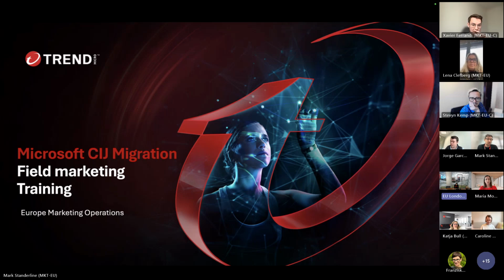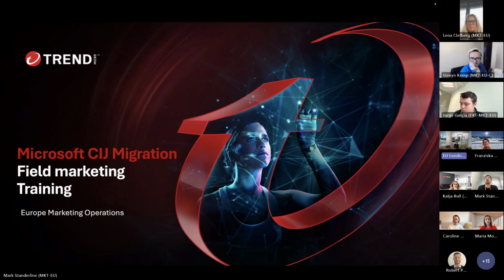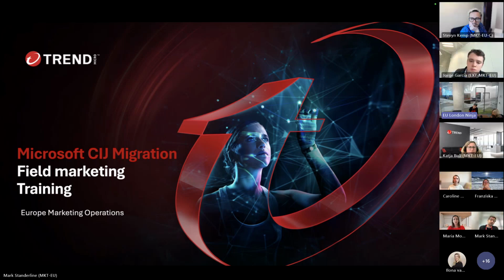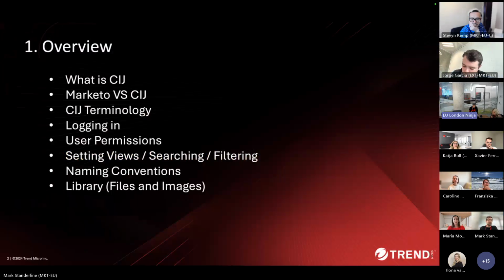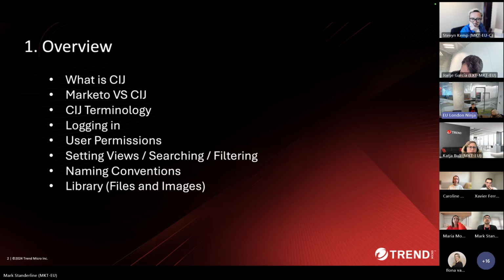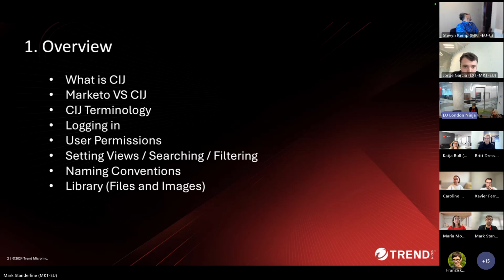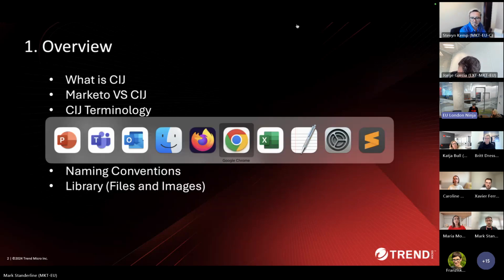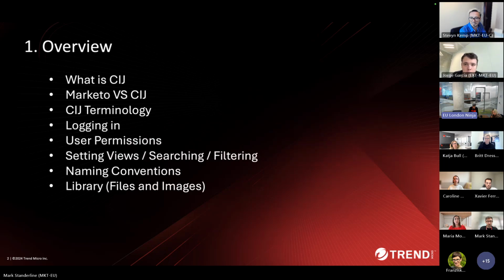We are going to go through in this one very basics: logging in, navigating, naming conventions. I might even have a slide. There you are. What is CIJ? Marketo versus CIJ, some of the terminology, logging in, user permissions, setting views, searching, filtering, naming conventions, and then the library for files and images. I think the first question you're probably going to have is how, hang on, where have I got it open?